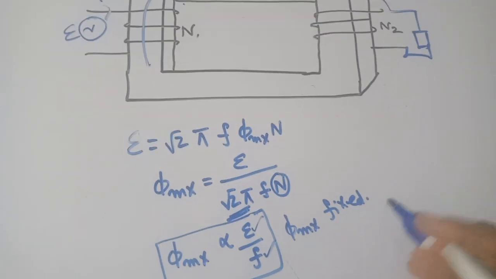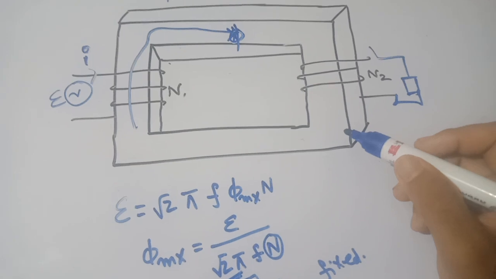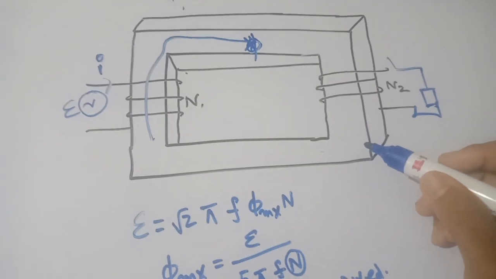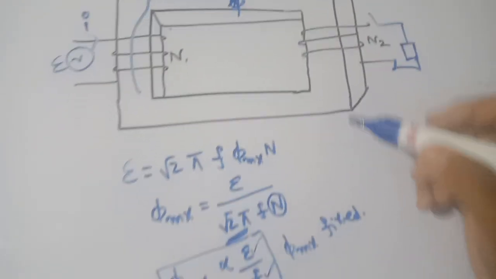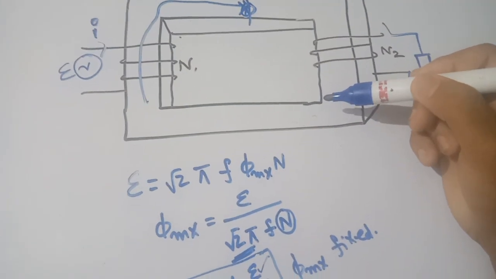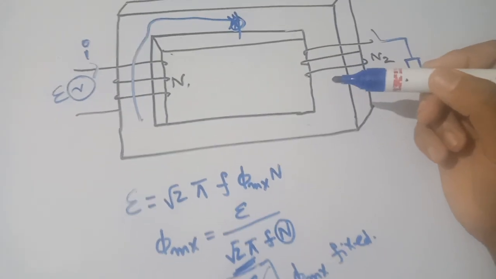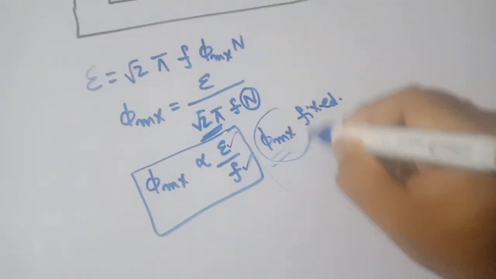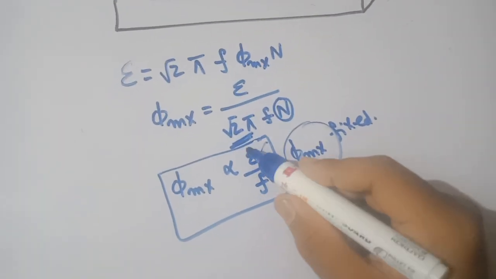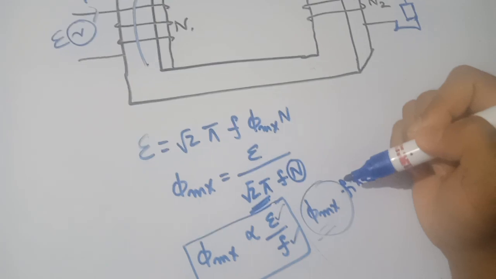Even if you use some outdated or downgraded magnetic material, the amount of phi max would be fixed. Even if you use the best magnetic material, or contrary to that, a downgraded magnetic material, phi max will be fixed, because phi max solely depends on E and F, which are pretty constant. Now the point is, what is the advantage of using better magnetic material then? If phi max is fixed, what is the main advantage of using better magnetic material?